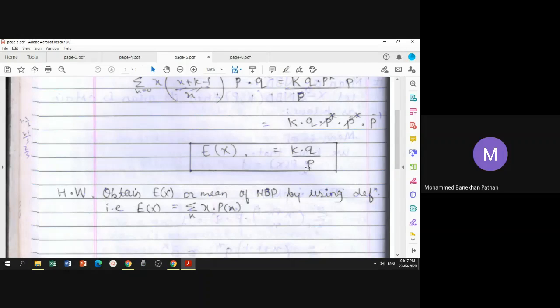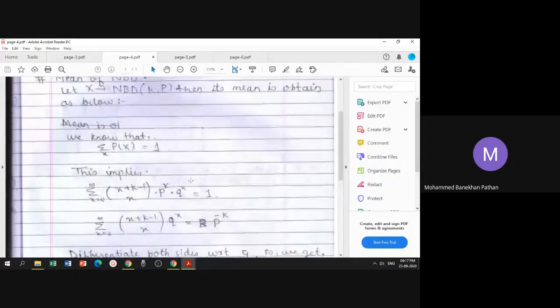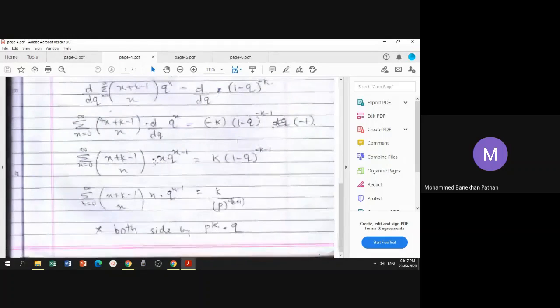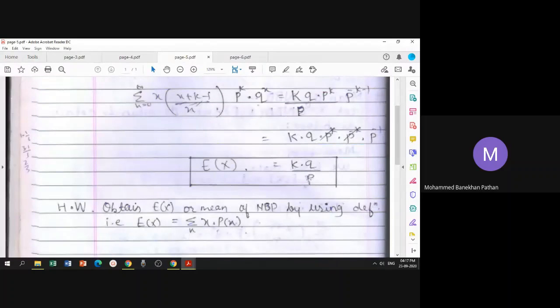So there are two approaches. The approach we picked up is summation p of x equal to 1, and we tried to simplify the condition, and at the end we got the mean of NBD as kq by p. The exercise, written as homework, is to find E of X by another approach, the original approach, the first principle. It is called the mean first principle.